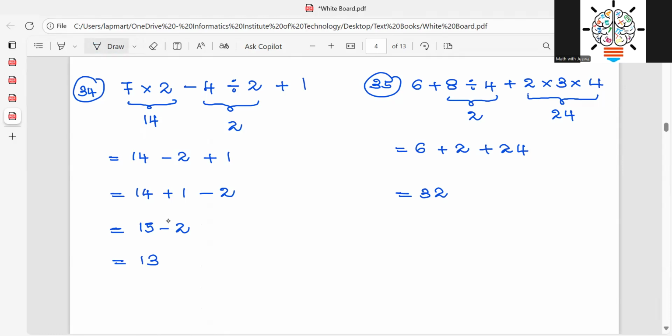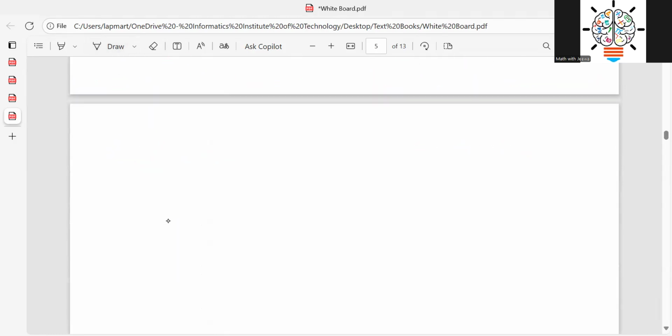So then we are moving to the complicated ones. Question number 36 onwards. I know that it is confusing sometimes, but don't worry, just look at the board and see whether you can understand what I am explaining here. So then 5 times 3 times 4 divided by 12 plus 6 minus 2.